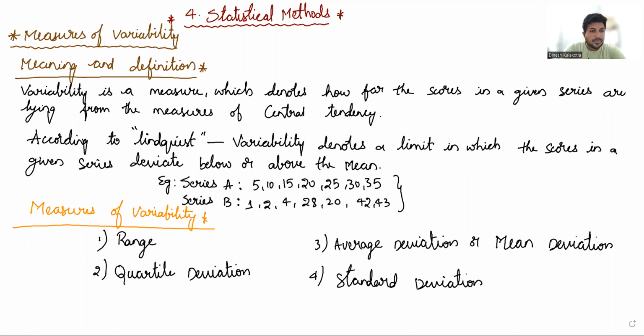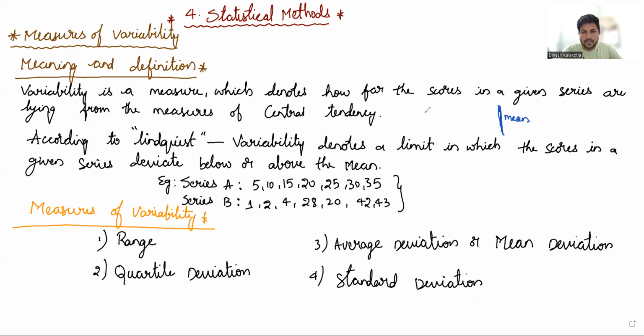Variability is a measure which denotes how far the scores in a given series are lying from the measures of central tendency. So this means with this variability, we're going to see how far the scores are from the mean or median or mode. Simply call it central tendency, right? For example, assume that this is the mean.